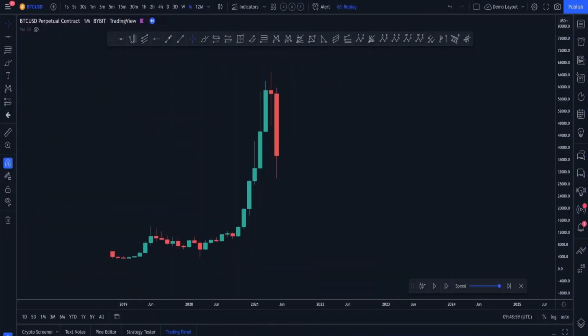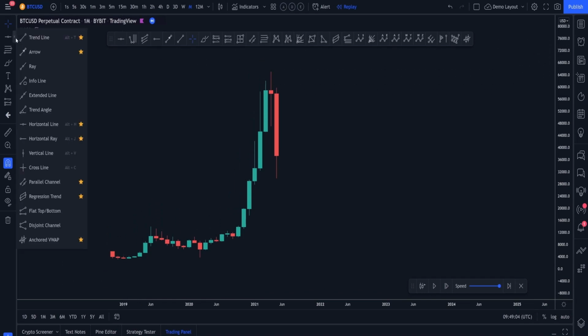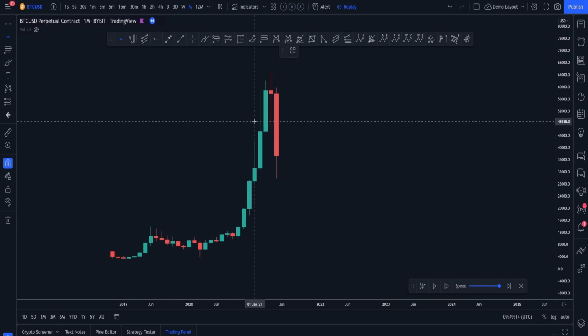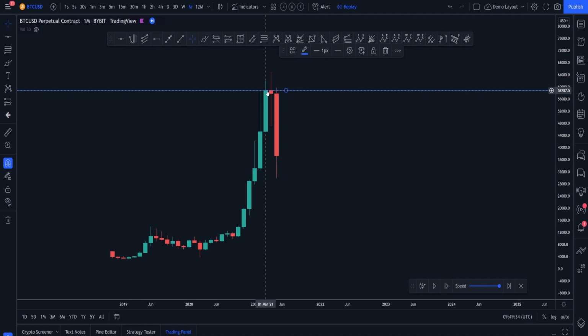Now let's have a look at a practical example. To mark your horizontal levels, simply select the horizontal line or horizontal ray tool from the drop-down menu in TradingView. Then search for a momentum change from green to red or from red to green. You will use the candle closes and opens to mark your levels, not the wicks. By activating the magnet tool, when you place the line, it will stick exactly on those levels.